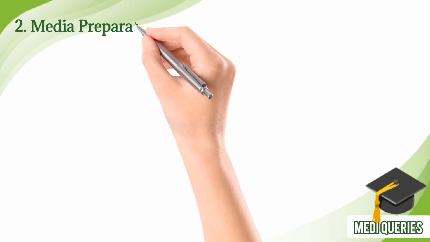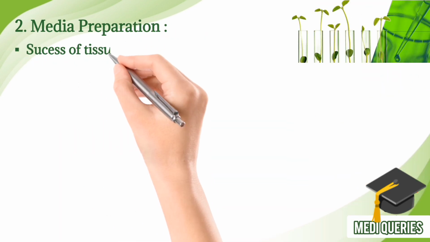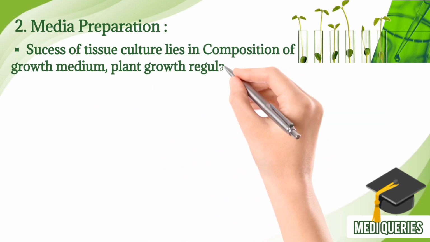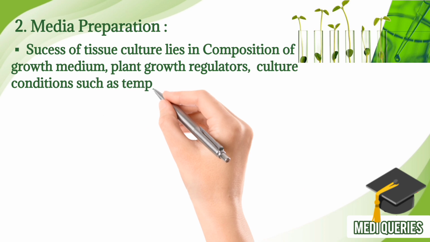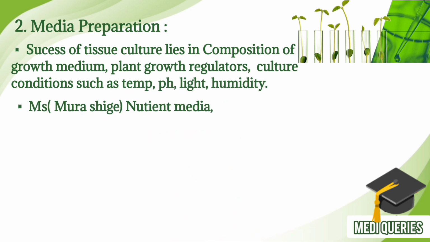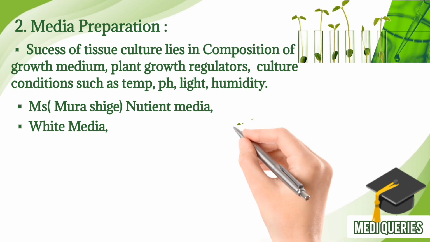And the next step is media preparation. Success of a tissue culture lies in the composition of the growth media, plant growth regulators and the culture conditions such as temperature, pH, light and humidity. MS nutrient media is commonly used. It has carbon sources, vitamins, hormones. White media, Nitsch media can also be used.